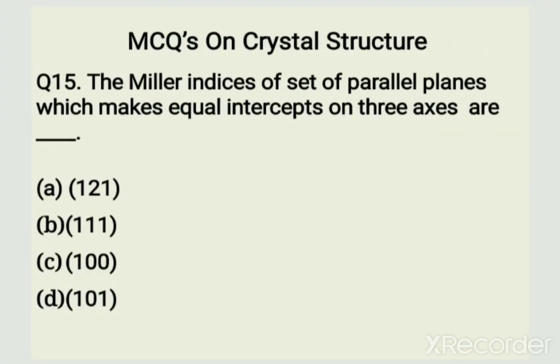The last question of this is the Miller indices of set of parallel planes which makes equal intercepts on three axes are the plane which cuts the axes with equal intercepts. So equal intercepts, in this case we are having 1 1 1 plane. This 1 1 1 plane cuts the equal intercepts along x, y and z axis. So option number B is correct.